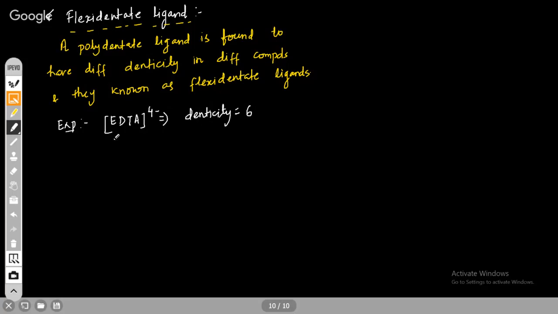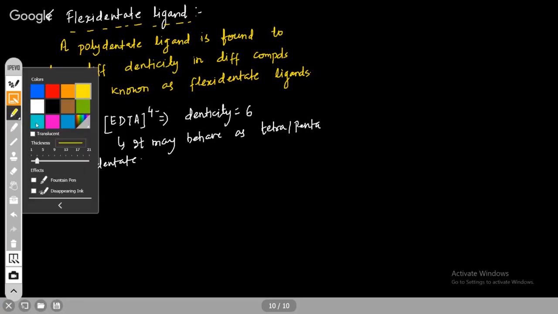So denticity is 6, but it is possible that it may behave as tetra, penta dentate ligand. That is possible. And this kind of ligands we call flexidentate ligand. One example I'll give you here to make you understand what it means and how it happens.